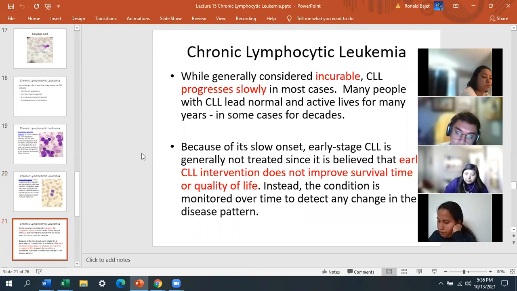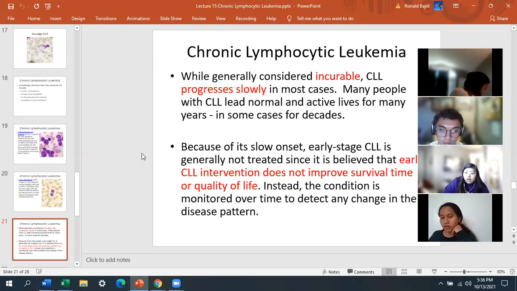While generally considered incurable, CLL progresses slowly in most cases. Many people with CLL lead normal and active lives. So you can live for a long time into your 80s and 90s and still have CLL. Even though it's not curable, you can have CLL and live a normal life.